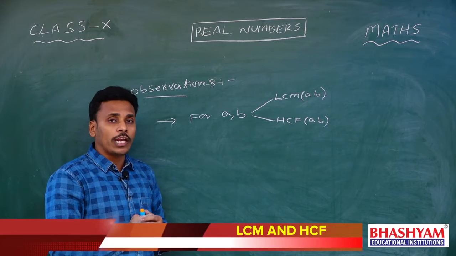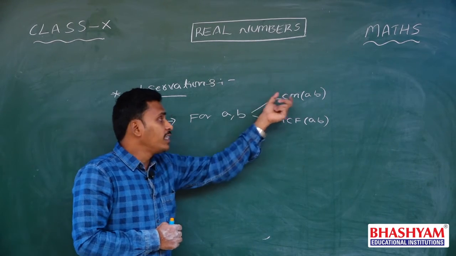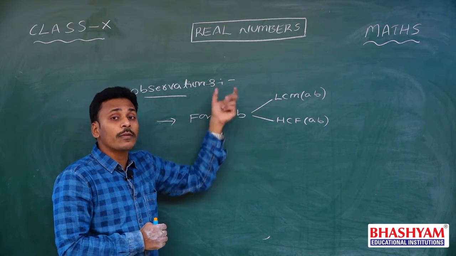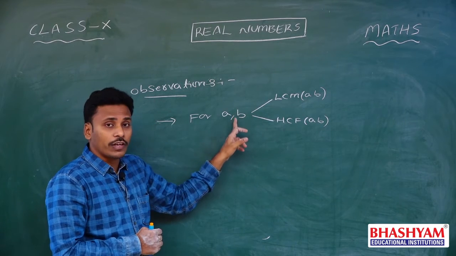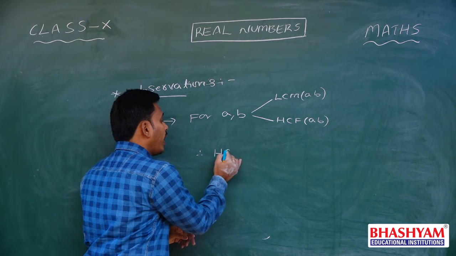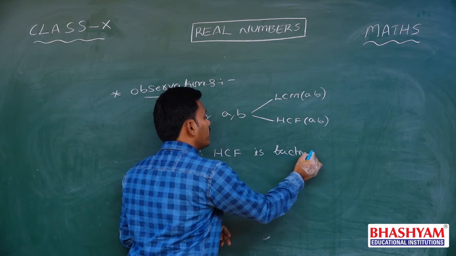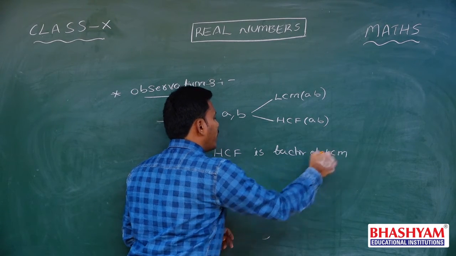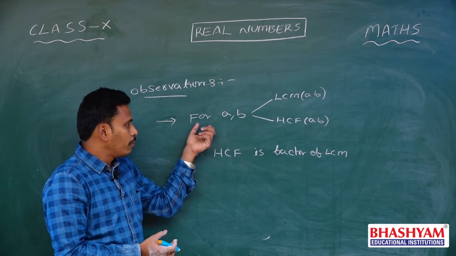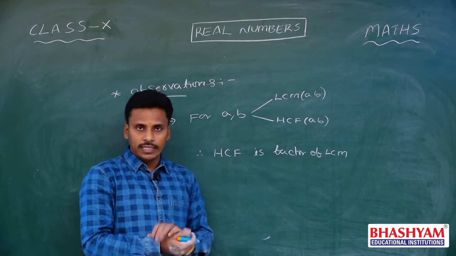So what I am going to tell you is this: HCF is always a factor of the numbers, LCM is always a multiple of the numbers, and that in turn means HCF is a factor of these, and these are the factors of LCM. So I may conclude that the HCF of given numbers is a factor of LCM. This is one of the useful observations to solve some problems. So always for the given numbers, if you find LCM and HCF, the HCF is a factor of LCM.